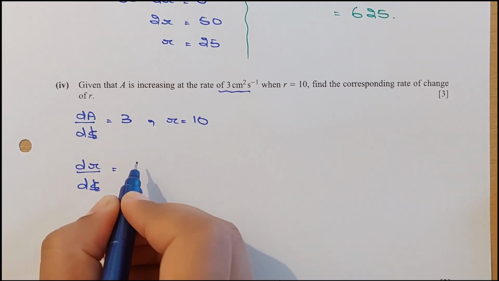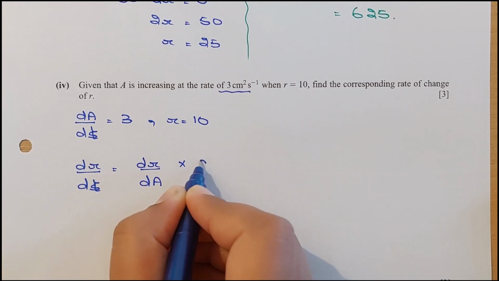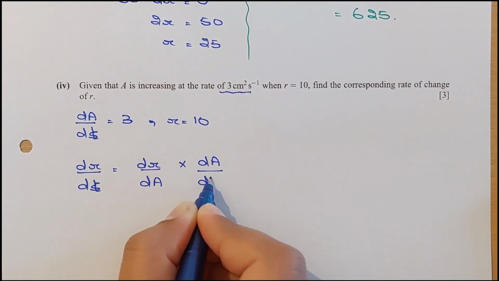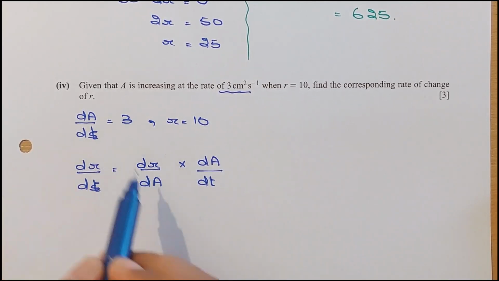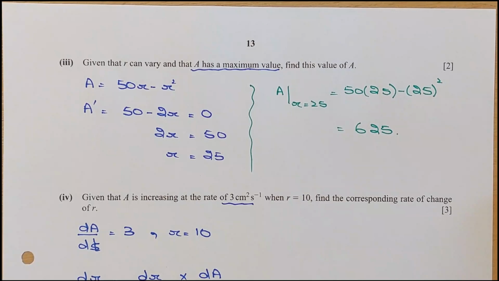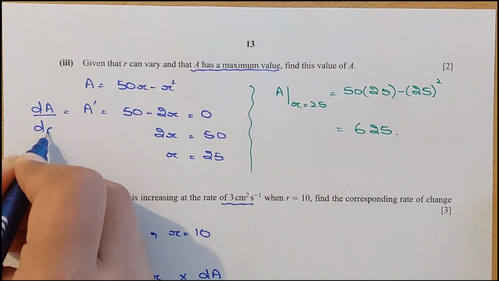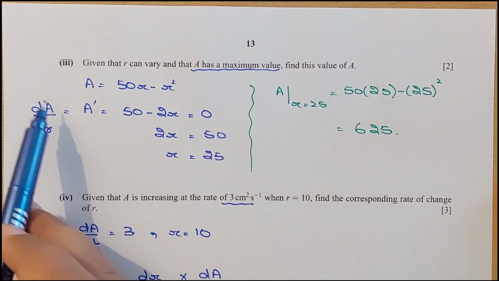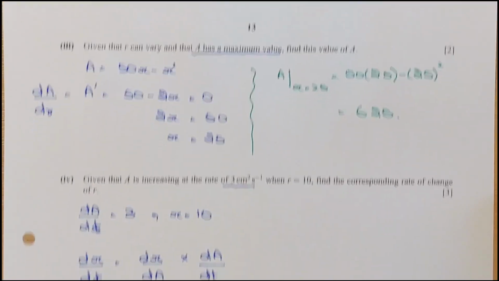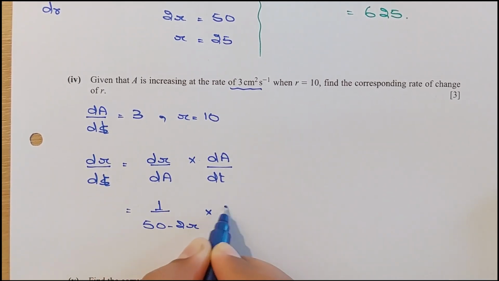So we have to use the chain rule over here. dr over dt equals dr over dA times dA over dt, when r equals 10. We have dA over dt equals 3. What is dr over dA? The value we have is dA over dr, the derivative of A with respect to r, which is 50 minus 2r. To find dr over dA we take the reciprocal of this term.